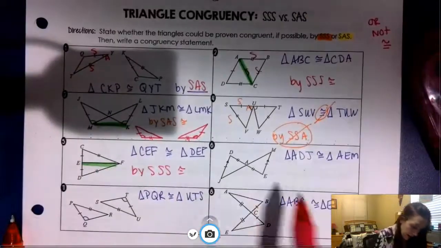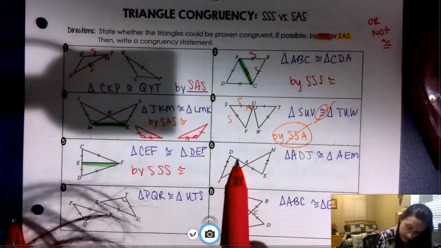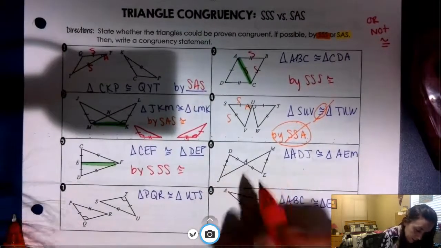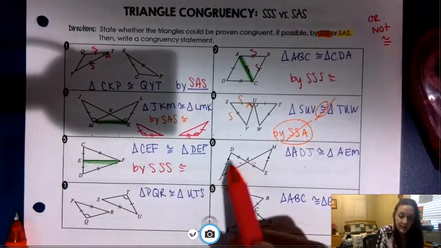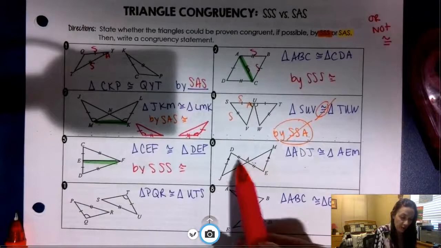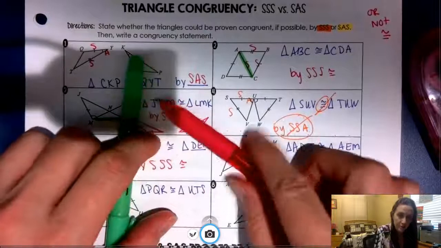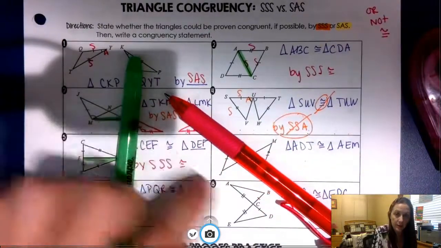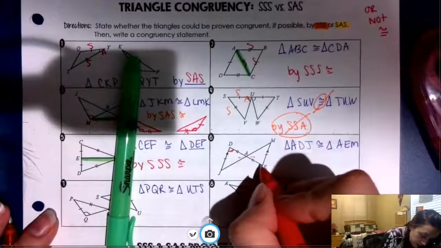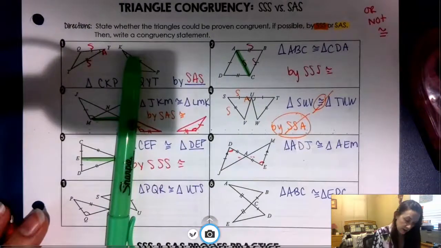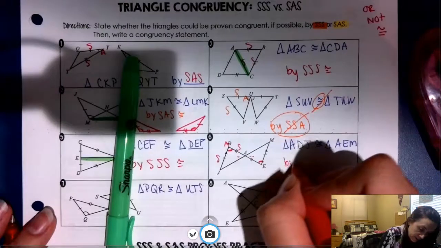This one over here, I have side, side. I know the vertical angles here work, but side, side, angle isn't going to work. So, can I prove one of the other angles? Notice that I have two parallel lines cut by the transversal. And when I cut by a transversal, my alternate interior angles are going to be equal here and here. So I can say that I have side angle side congruence.